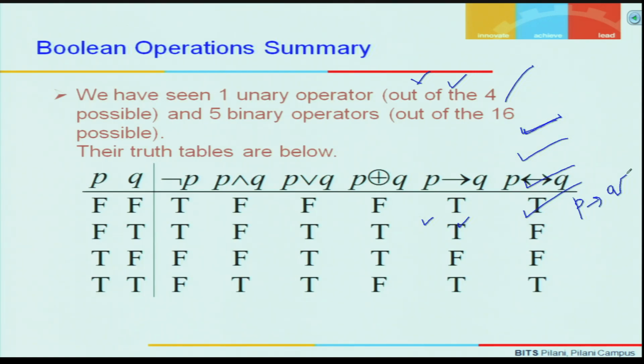So successfully we have seen one unary operator, that is not, and four binary operators, that is and, or, exclusive or, implication, and if and only if. These are the operations. Now we have seen what a proposition is and what the operators are that operate on these propositions, and by applying them suitably we can come up with compound statements.